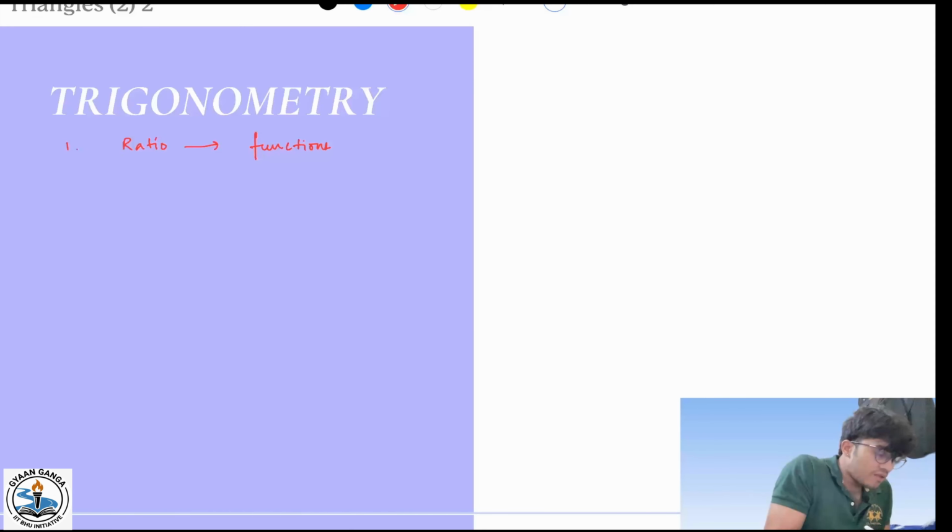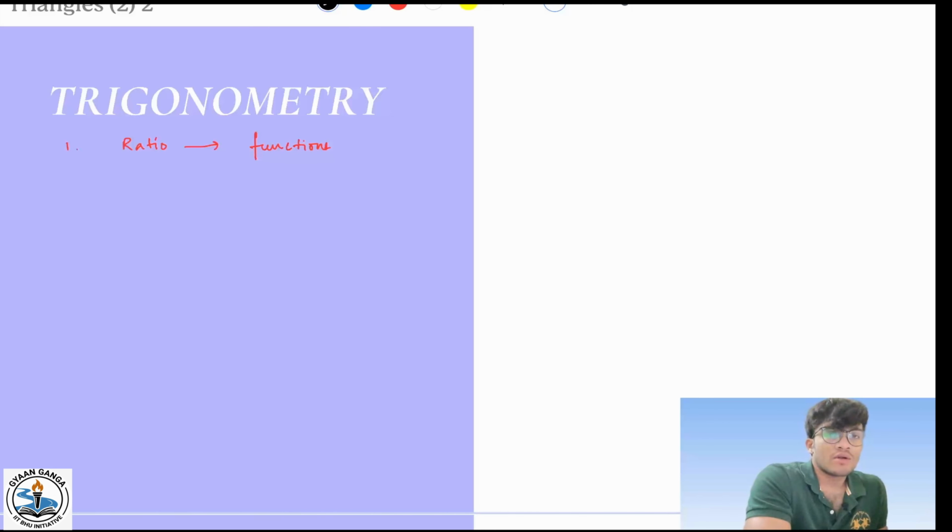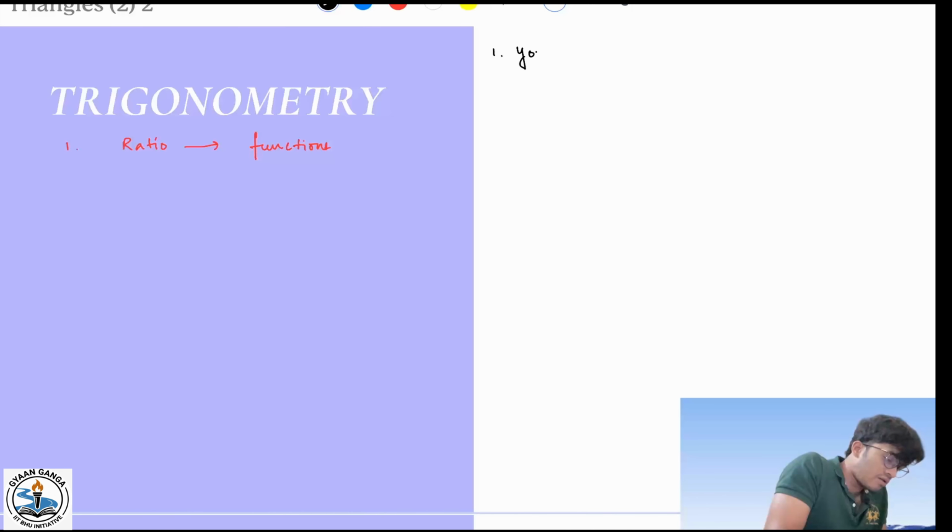So I'll briefly introduce what functions are without going into much depth of set theory, relations, binary operations, and so on and so forth. So I'm assuming that one, you don't know set theory at the moment, and secondly, you aren't familiar with real numbers.